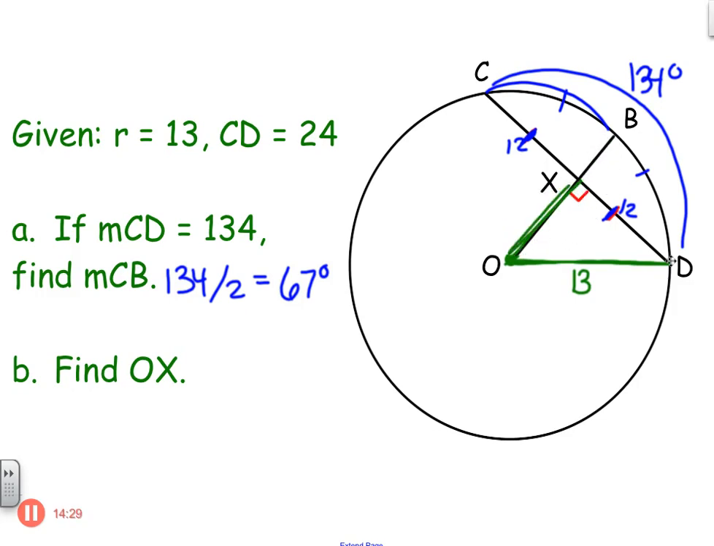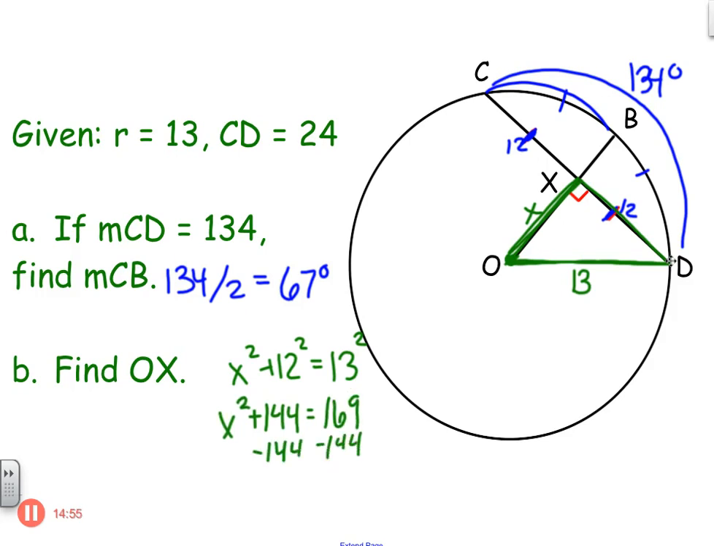And if I'm looking for this piece, OX, and I know that piece is 12 and I know the hypotenuse is 13, I can do the Pythagorean theorem. And I would say x squared plus 12 squared equals 13 squared. 12 squared is 144. 13 squared is 169. Subtract 144 and you will get x squared equals 25. Square root of x squared would be 5. So OX is going to be 5.